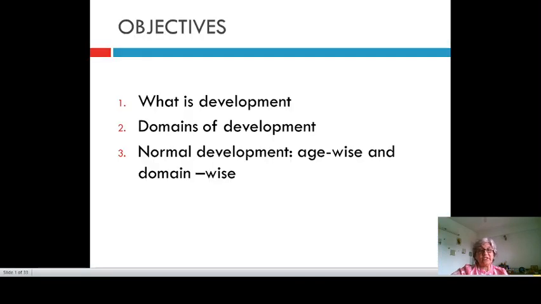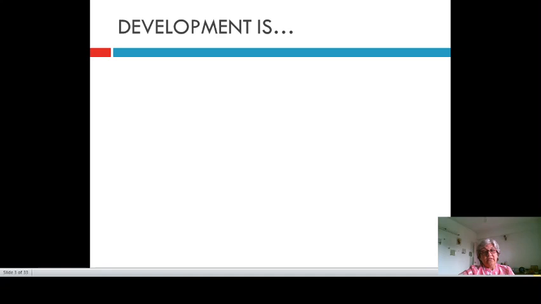So what are the objectives? What do we want to learn? We need to know what is development, the different domains of development, what all aspects are developing, and what do we mean by normal development? Age-wise, what is normal, and domain-wise, what is normal? So first of all, we need to know what is development.